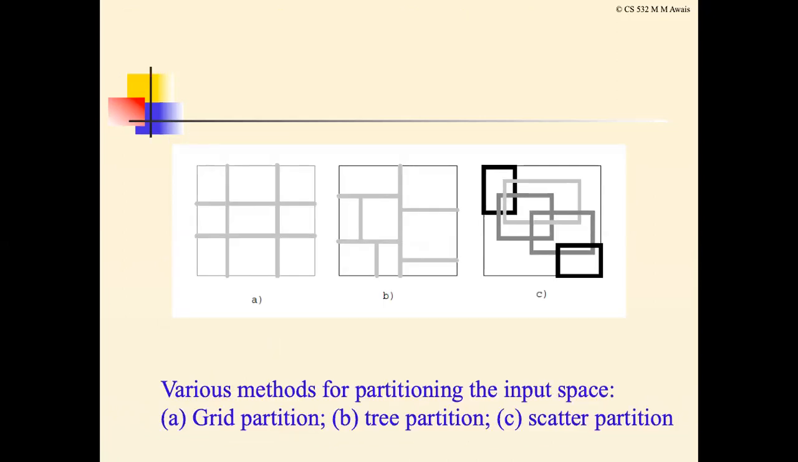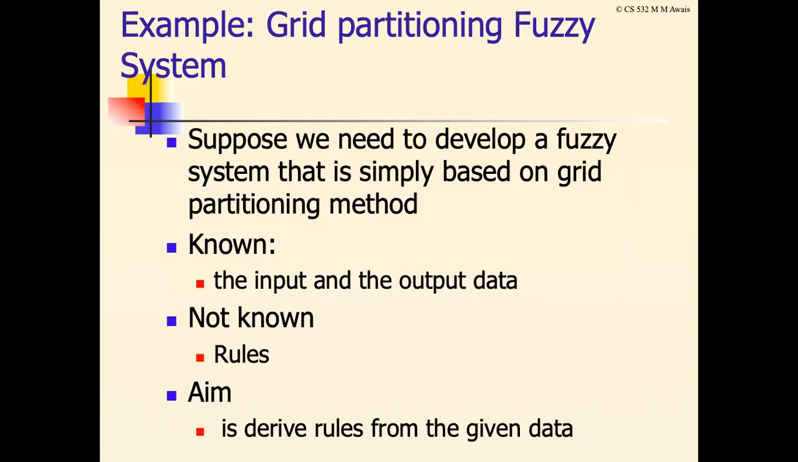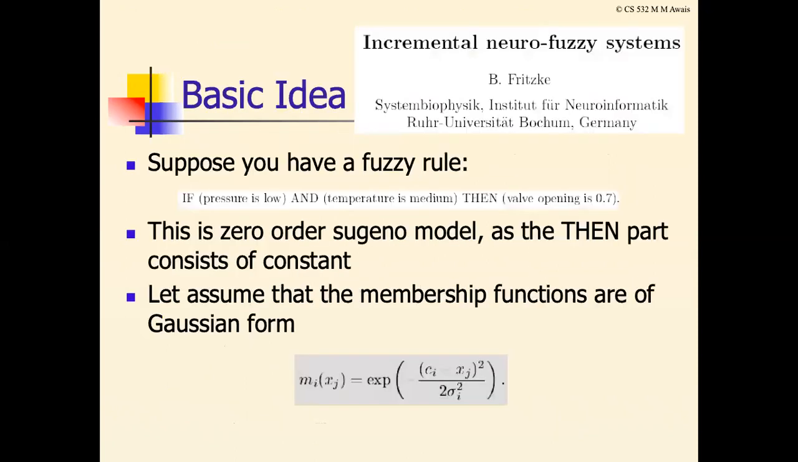Okay, so let's see how this partitioning approach is used. We'll primarily be using the grid partitioning approach here, and towards the end we'll see how the result changes if scattered partitioning is used. Okay. So let's suppose you want to develop a fuzzy rule-based system using the simple grid partitioning approach. What is known to you? You have the input-output data. The rules are not known to you. And the aim is to extract some rules from the given data. So how do you actually do it?